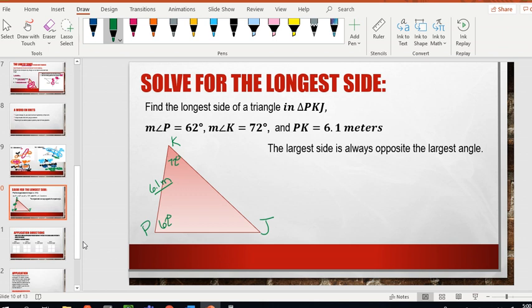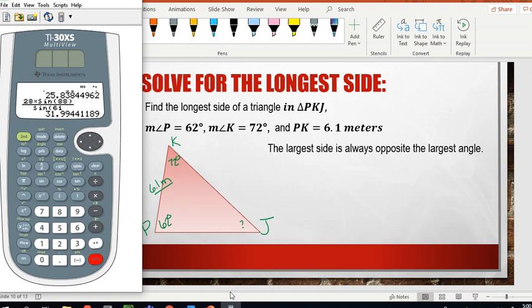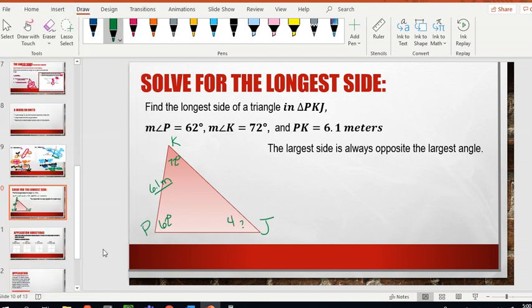And it said, find the largest side. Well, to find the largest side, we need to know the largest angle. And I don't know all the angles yet, so you're going to have to subtract from 180. So I'm going to grab my calculator and take 180 minus whatever 72 plus 62 is. All right, enter. And that gives me 46. So this angle's 46 degrees right here.